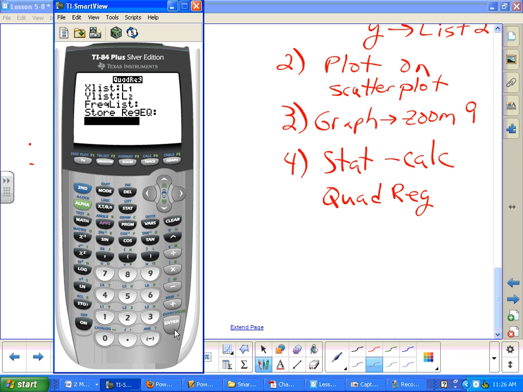Now when it says come down here, let's go to store regression. We want to put this in our y equals. So if I go to alpha trace, you should see all of your y equals here, and we just want to put it in y1. So we hit enter there and then calculate. So look, here's my values. A is -2, B is 3, and C is 1, just like I did manually.